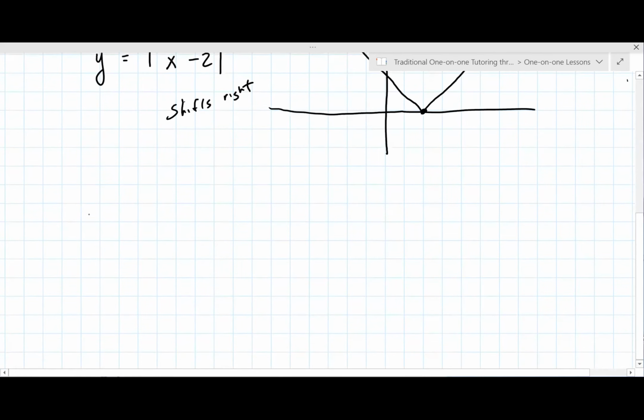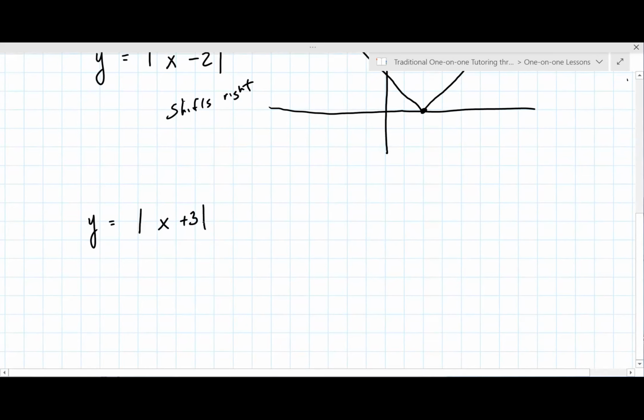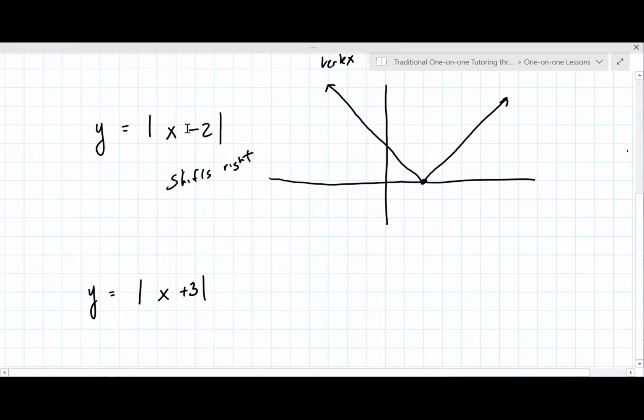So notice now if I graph something like this, y equals absolute value x plus 3, what do you think is going to happen here? Which way is it going to shift the graph? That right there, minus 2 shifted it right. So what do you think plus 3 will do? It's going to go left 3. It shifts it left.